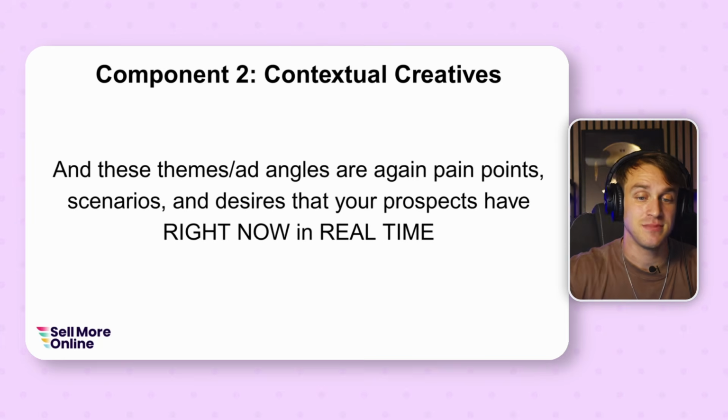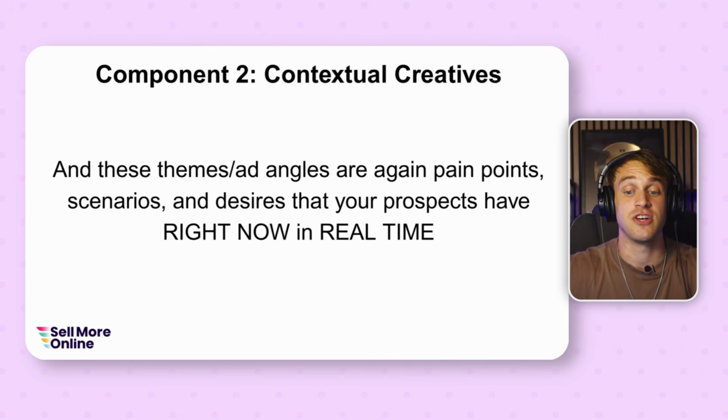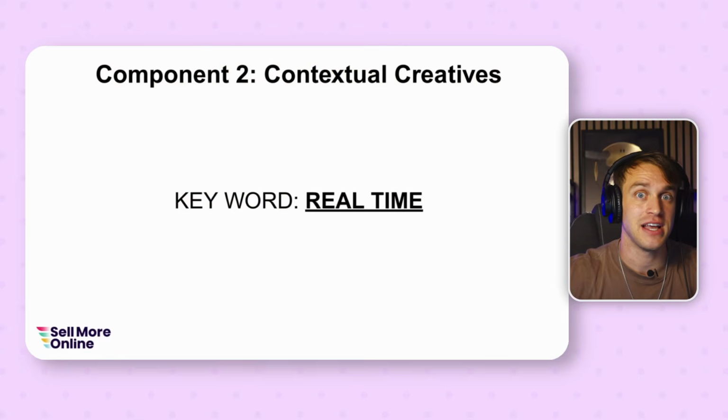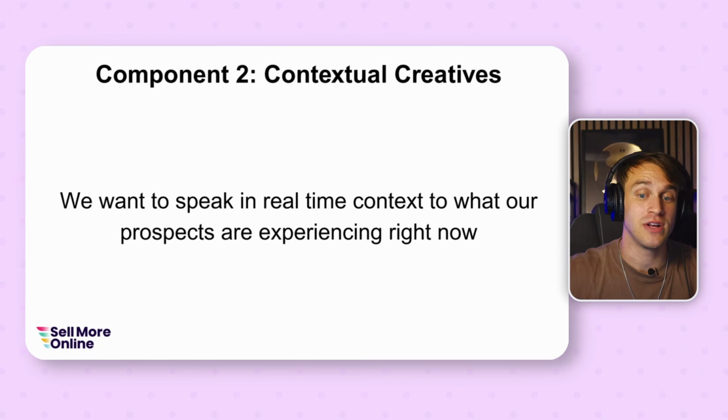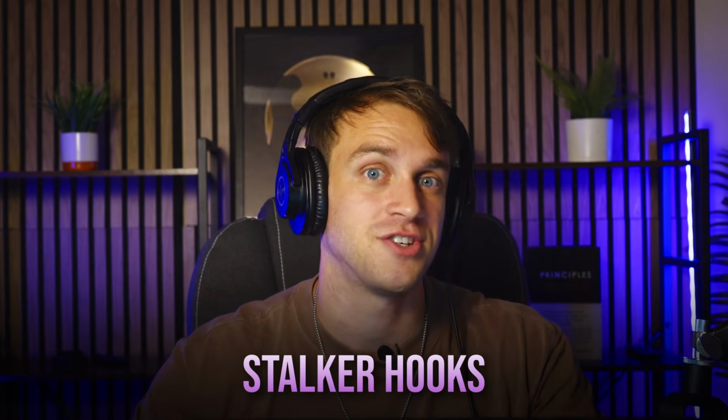So these themes and ad angles, again, are all pain points, scenarios, and desires that your prospects have right now in real time, what they are experiencing right now. It's very hyper contextual, okay? Keyword is real time. We want to speak in real time context to what our prospects are experiencing right now. And to make the viewer of your ad feel like you are stalking them through their phone, listening to their thoughts, and spying on their conversations. That's what we want to feel. We call those stalker hooks, right? So they're ones where you're scrolling through your phone, you're like, I literally just said that out loud. Is Meta spying on me?